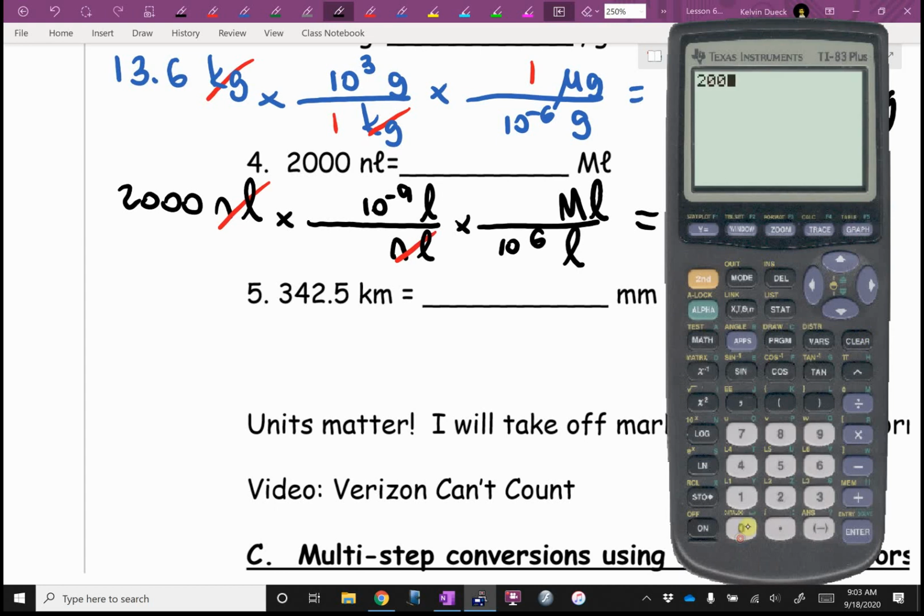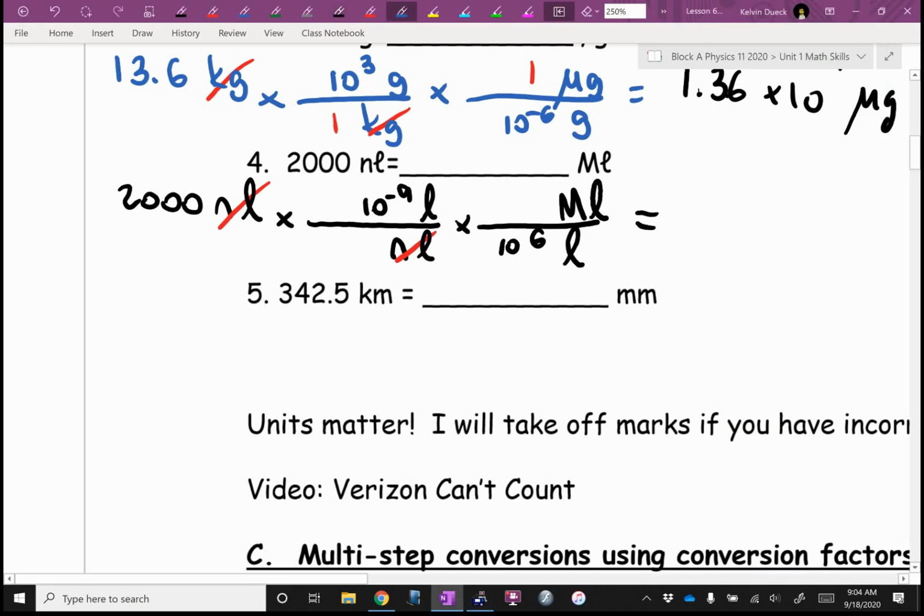It's going to be 2,000 times 10 to the power of negative 9 divided by 10 to the power of 6. Do you get 2 times 10 to the negative 12? Yeah. 0.00, 11 zeros after the decimal point, and then a 2 if you want to write it out longhand. So 2 times 10 to the negative 12 megaliters.